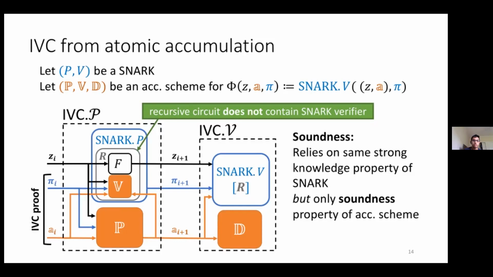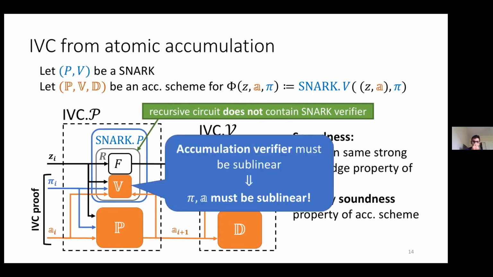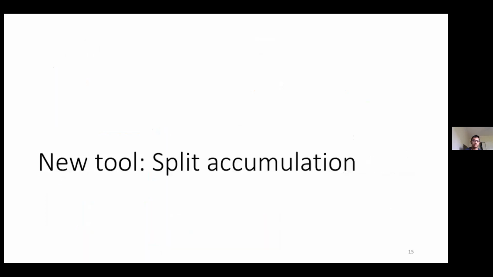Okay, so that's the state of the art in terms of IVC construction so far. We have IVC from recursive SNARKs, and IVC from accumulation. As I was saying, the accumulation verifier must be sublinear, which means that the IVC proof, and in particular the SNARK and the accumulator, must both be sublinear.